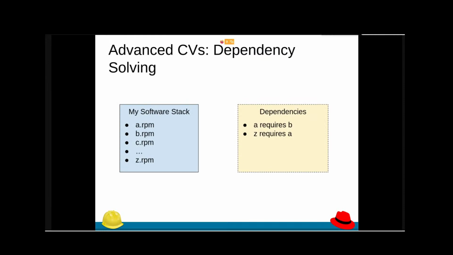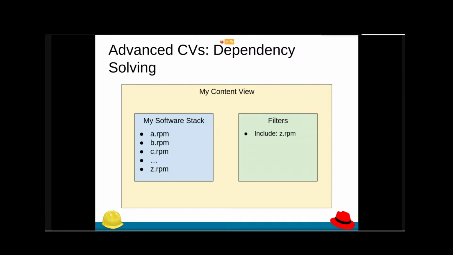Okay, the last advanced content view feature that I'll mention here is dependency solving. Pulp is able to figure out which RPMs are dependent on each other. So if you have your content view here called My Software Stack, you have RPMs A through Z, and you know some dependencies. A requires B and Z requires A. Let's say you add a filter to only include Z.